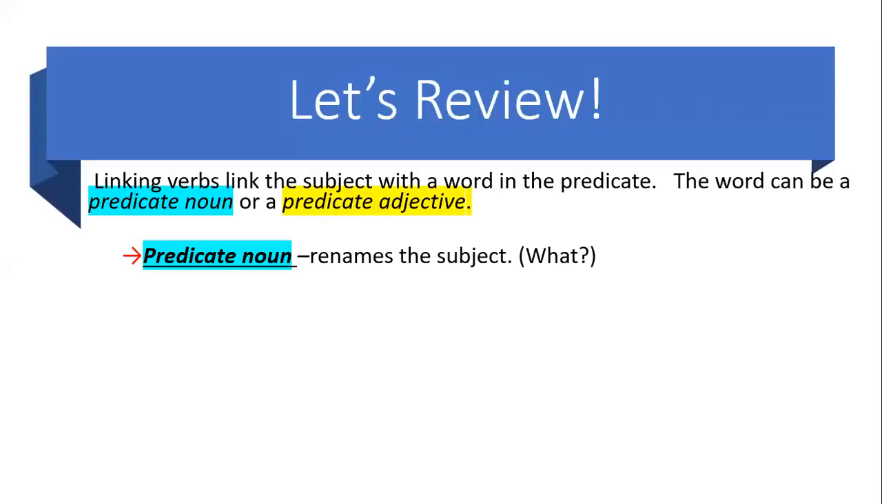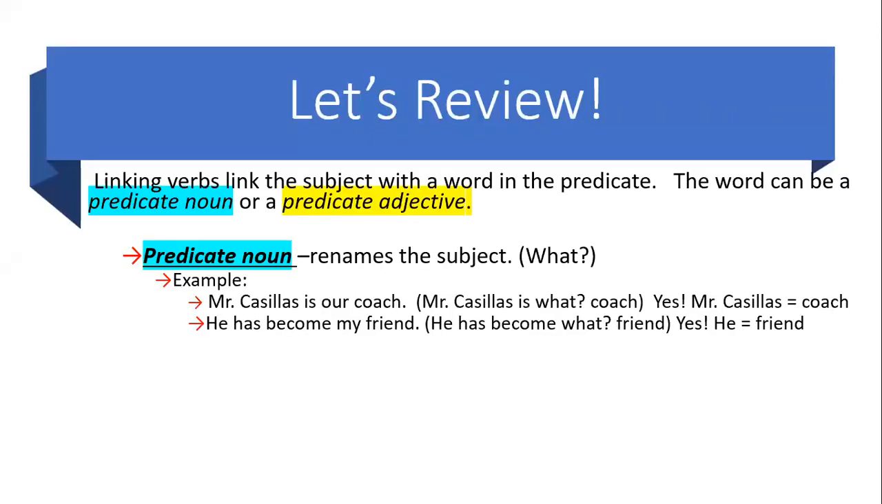It happens. It's okay. All right, so he has become my friend. He has become what? Friend. And also we can do an equal. He equals friend. So yes, that makes sense. So has become is the linking verb because it links the word friend. It renames the subject he. Okay, so friend is a predicate noun because it renames the subject. And I'm repeating myself because the going back and fixing sort of distracted me. So I just want to be sure that you get this.